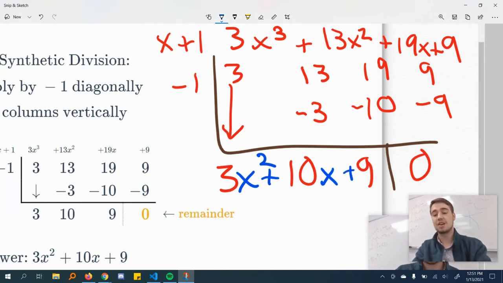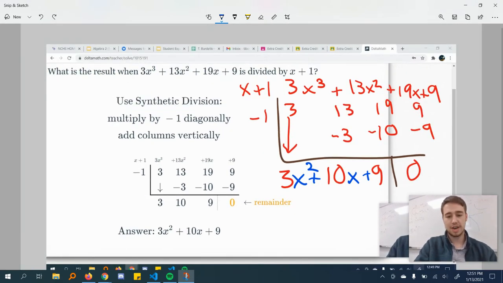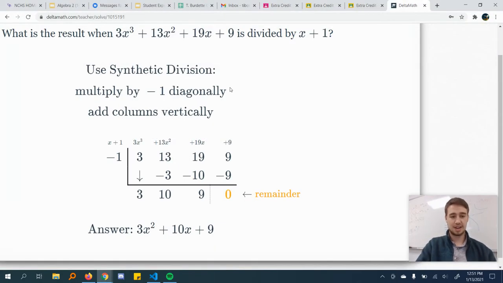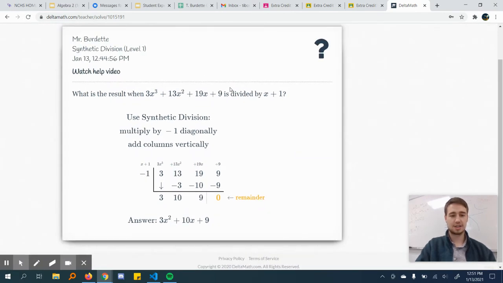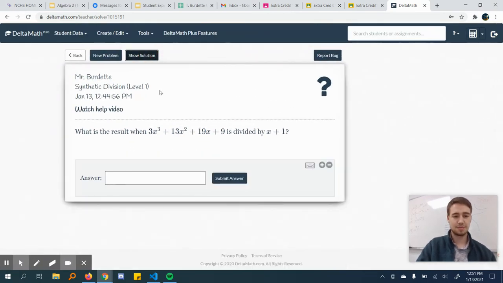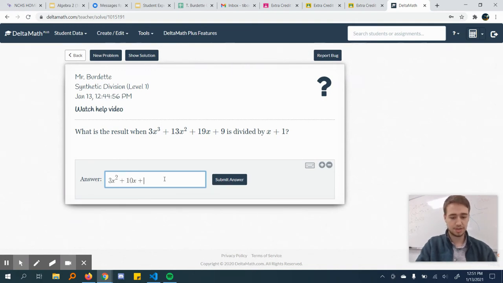And then here, this is where a remainder term would go if we had something left over. And we'll show you that on another example. So since that gave us this, we got 3x squared plus 10x plus 9. We're going to plug that in, and then we're going to take a look at a slightly more in-depth example. So 3x squared plus 10x plus 9.